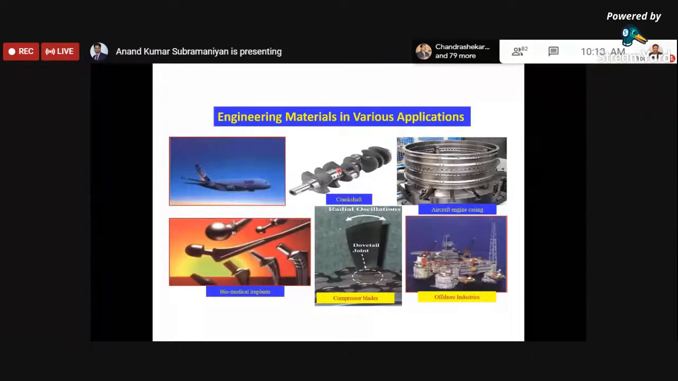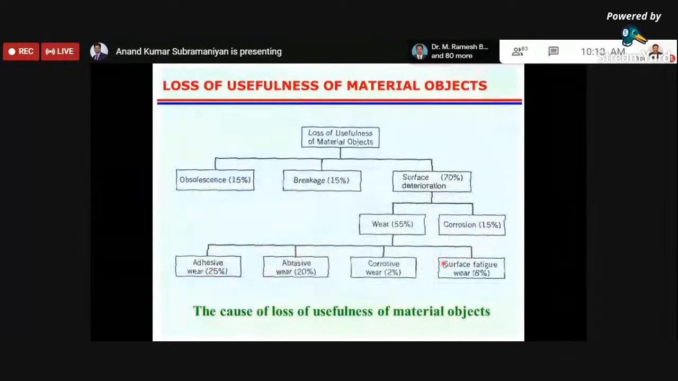So what I'm trying to say is that in most conditions, primarily when the components are subjected to cyclic loading, or to some kind of liquid environment, or to a wear kind of situation, the damage is prone to happen from the surface, right?